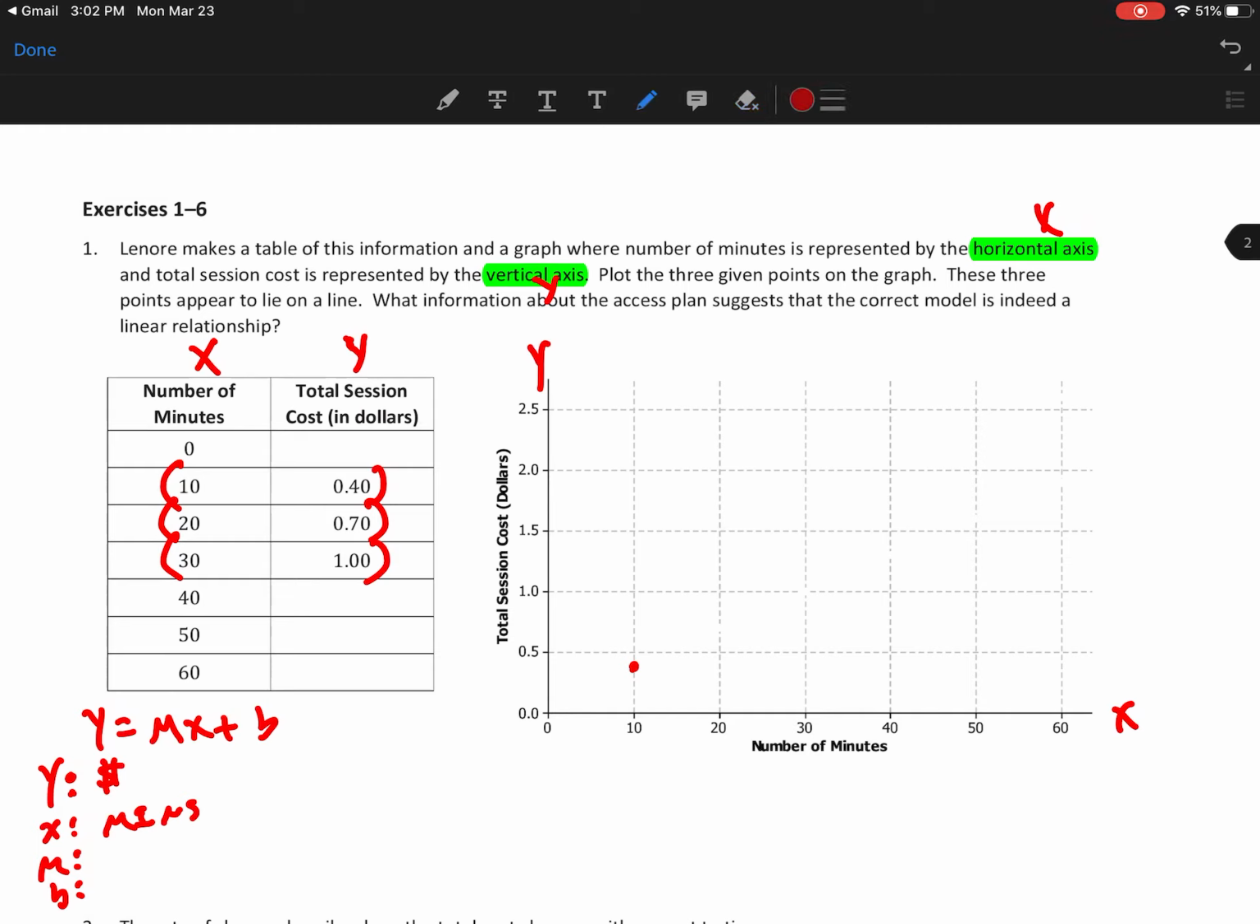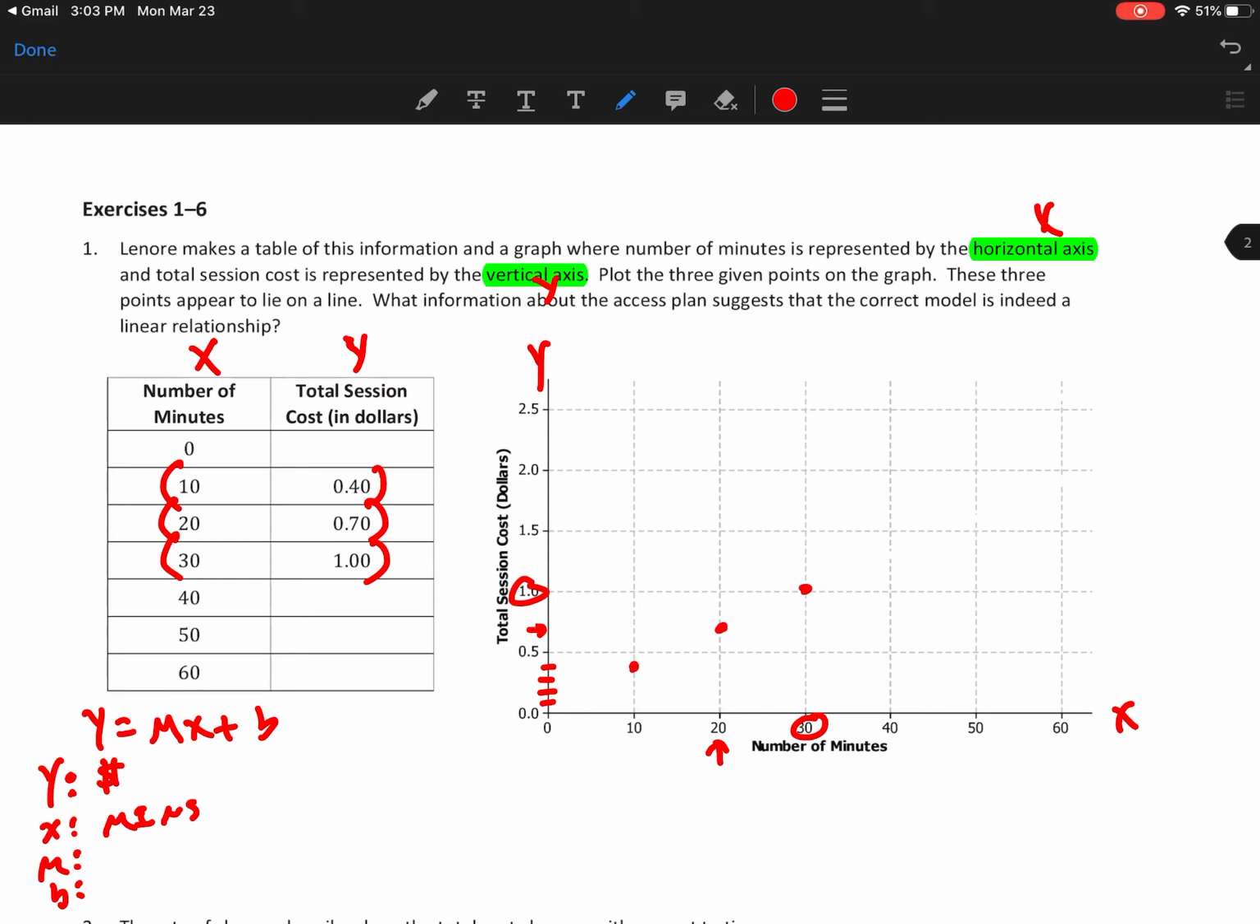Okay. 10 cents, 20 cents, 30 cents, 40 cents. And so at 10 minutes and 40 cents, we put a point. And the same thing at 20 minutes and 70 cents, we put another point. And at 30 minutes and $1, we put another point.